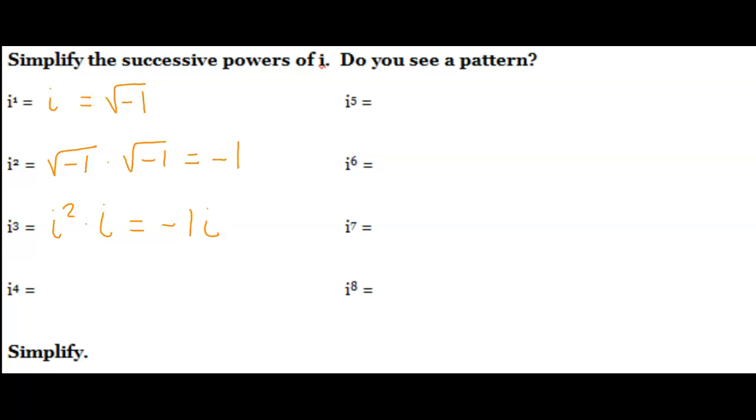So what if it's i squared times i squared? i squared is equal to negative 1 for both of them. So negative 1 times negative 1 is going to become positive 1. So i to the 4th is equal to 1. These are what we call the powers of i.